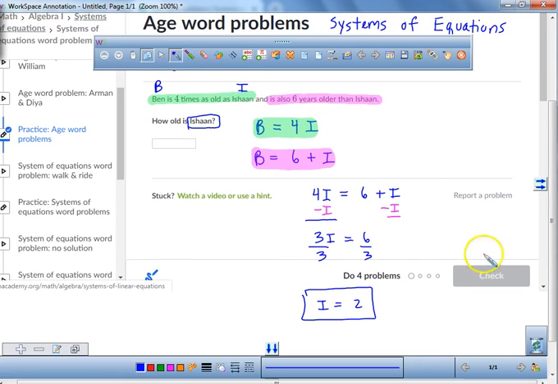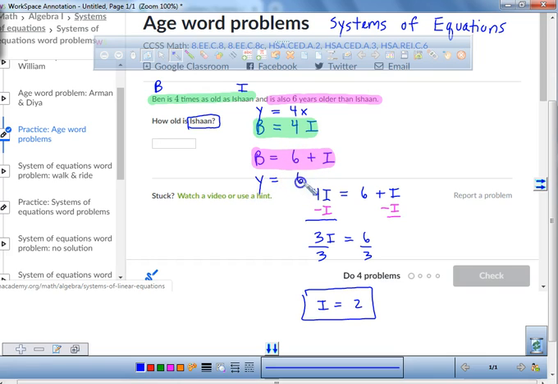However, let me show you how to use Desmos to solve this for you in case you need to check your answer. Well, we have to do things in terms of y and x. So watch what I'm going to write. Instead of b equals, I'm going to write down y equals. Instead of 4I, I'm going to write 4x. Instead of b equals, I'm going to write y equals. Instead of 6 plus I, I'm going to write 6 plus x. And then what am I going to type into Desmos? Y equals 4x and y equals 6 plus x.